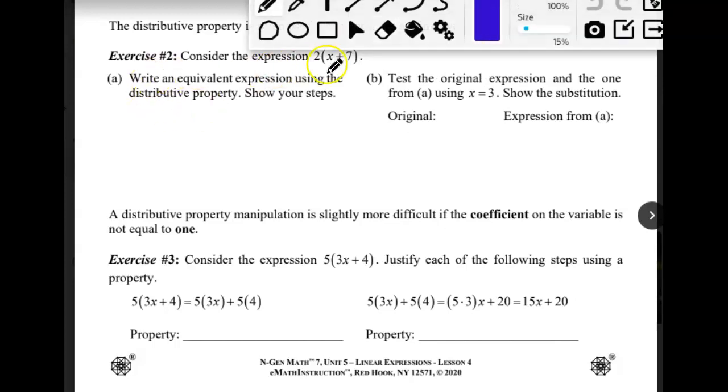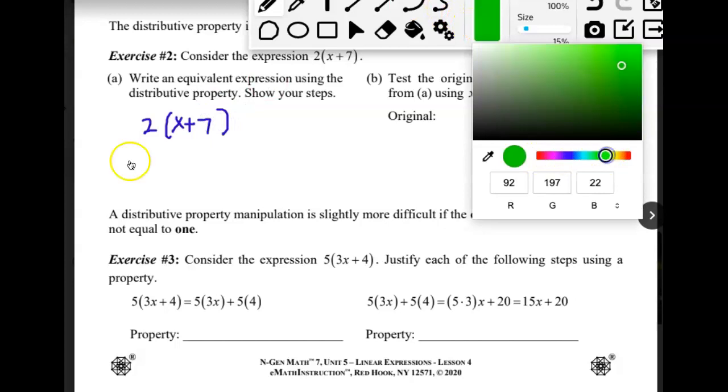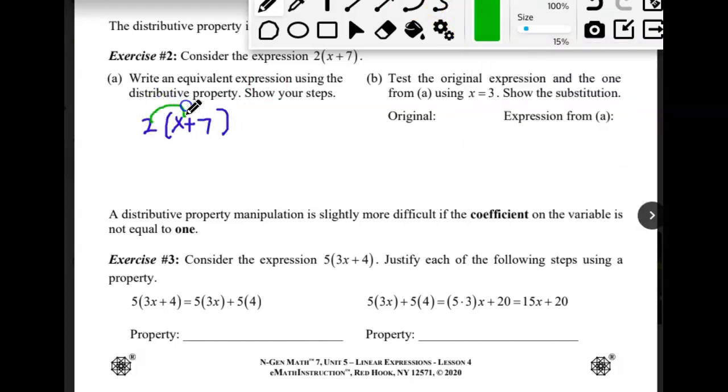So here, consider 2 parenthesis x plus 7, or 2 times x plus 7. Using the distributive property for this one, we could simplify this, right? So distribute: 2 times x gives you 2x. And since that's plus, we just copy that. And then 2 times 7 gives you 14.